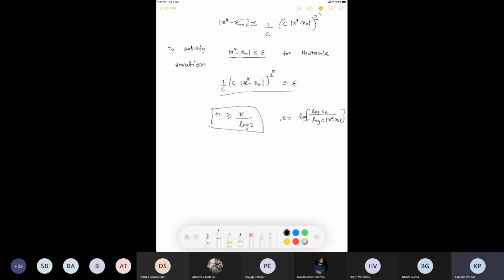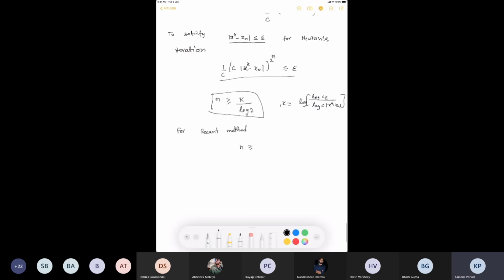And if you repeat the same steps for the secant method, you can check it out. What you will get is that the only difference you will see is that instead of the 2, you will have r here.